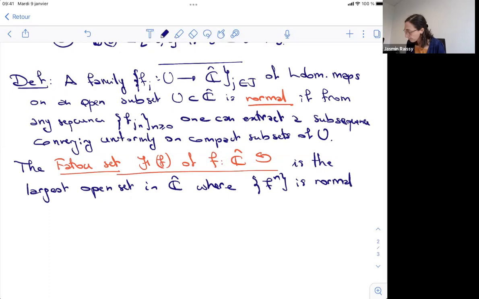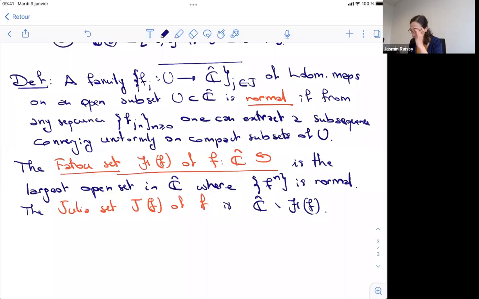And the Julia set, J of F, is its complementary set. It's simply C hat minus the Fatou set.